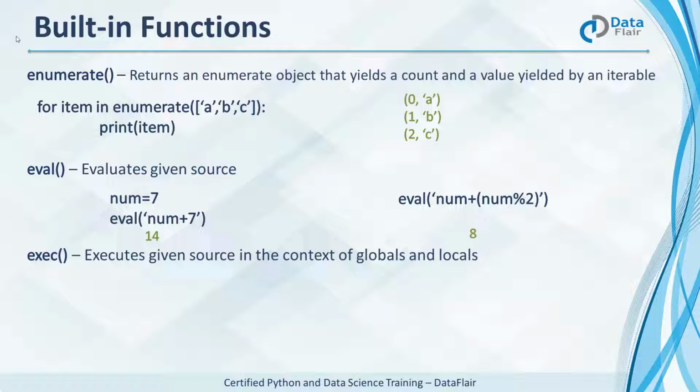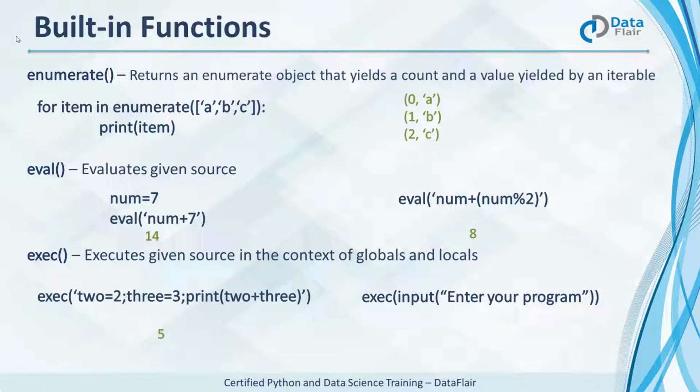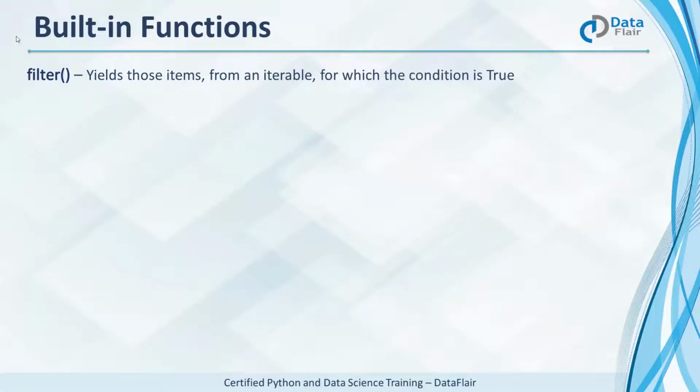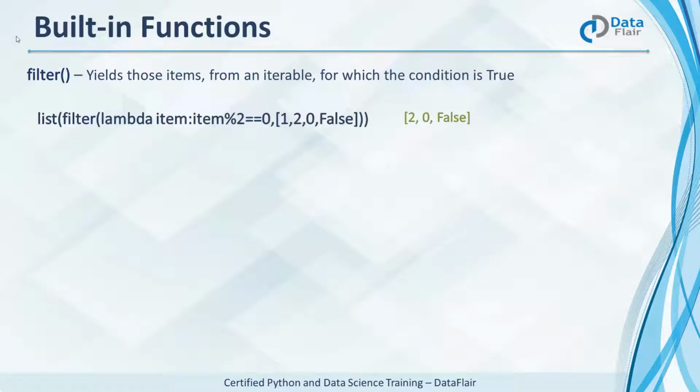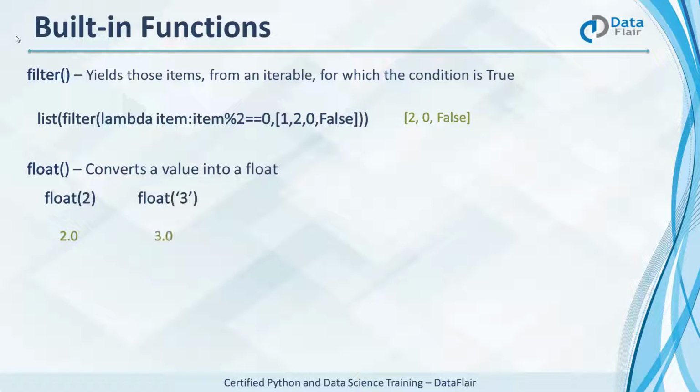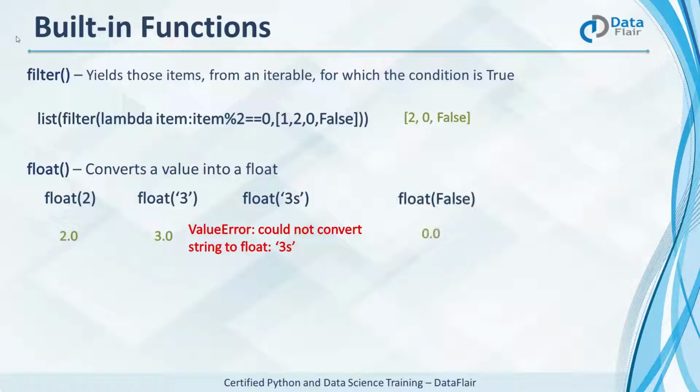Eval only evaluates, but exec can execute, even the print statement. 2 plus 3 is 5. It can ask the user to enter what to execute. Filter takes an iterable and yields the items that satisfy a condition. We only want the values which are divisible by 2, so this skips 1. Float converts a value into a float. 2 becomes 2.0. The string 3 works too. But this string doesn't. It has a character in it. False becomes 0.0 and a float remains the same.